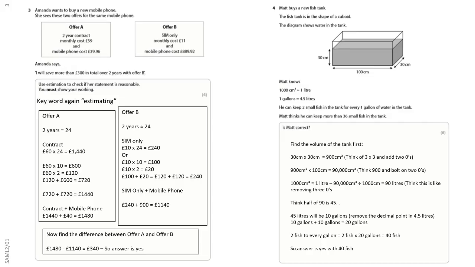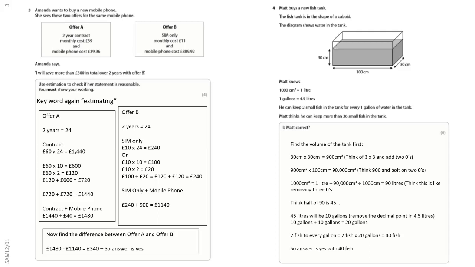Question 3. Amanda wants to buy a new mobile phone. So really, this is where functional skills comes into its own, because it's getting you to compare and contrast in potentially what could be a real life situation. So this is what you might do if you're actually looking for a mobile phone. You're trying to get the best deal.